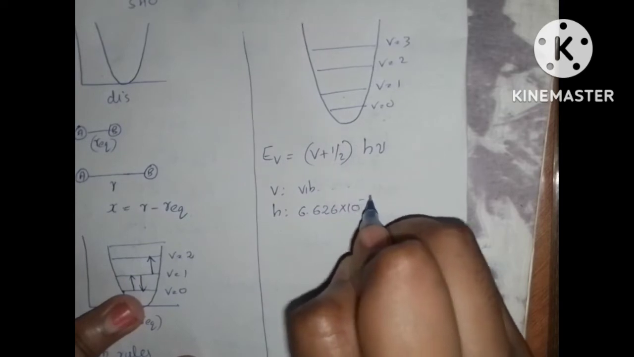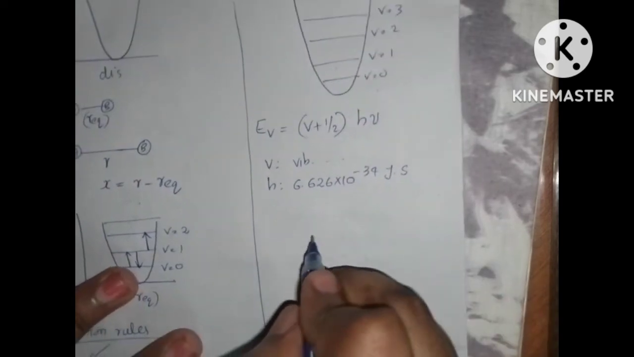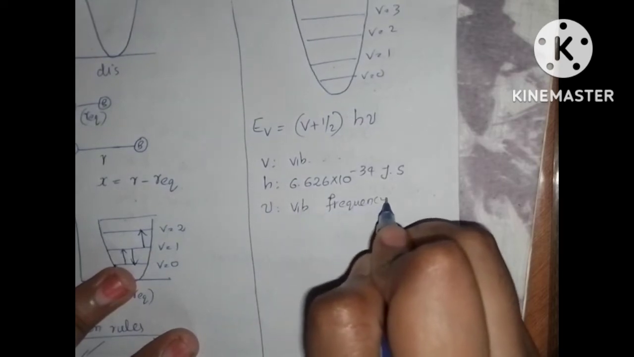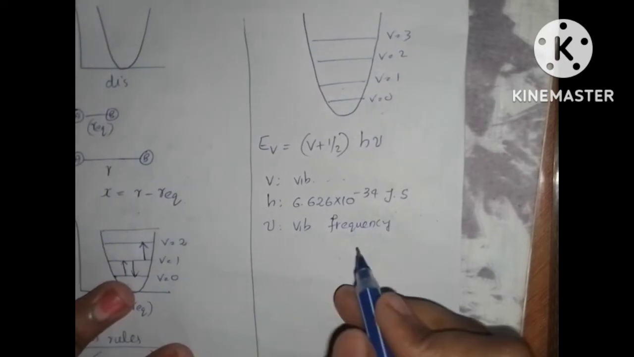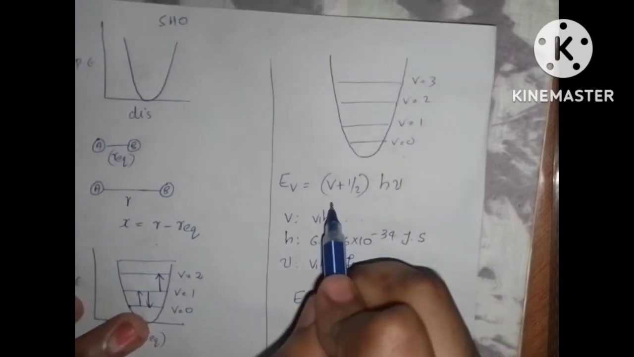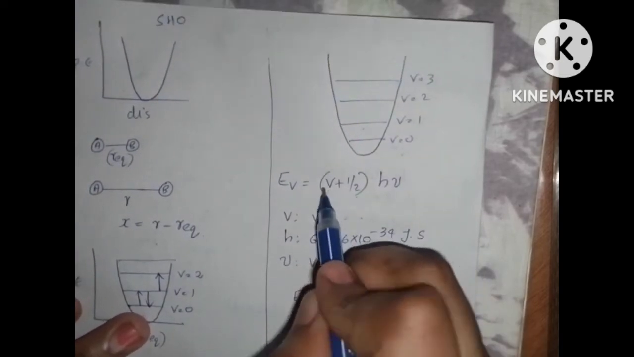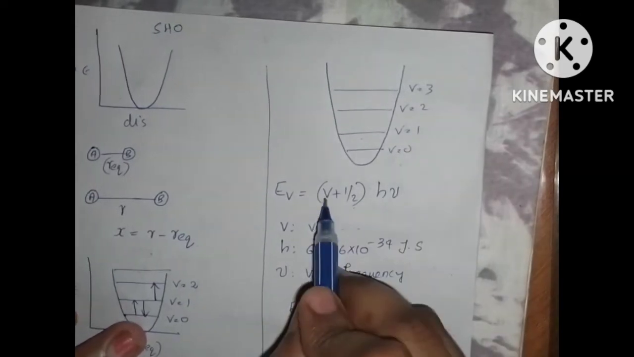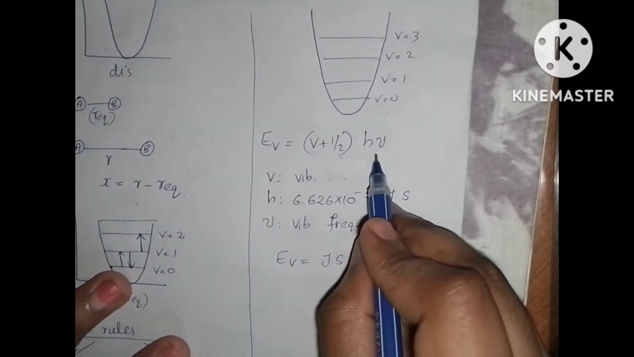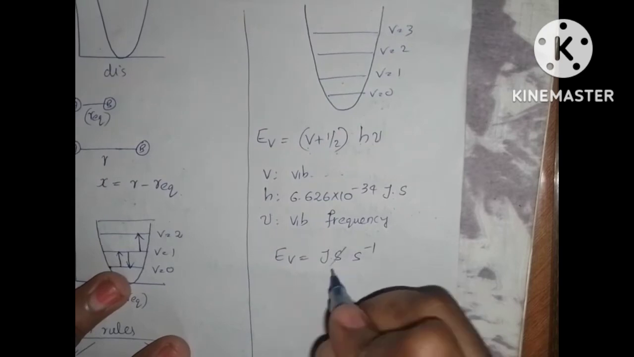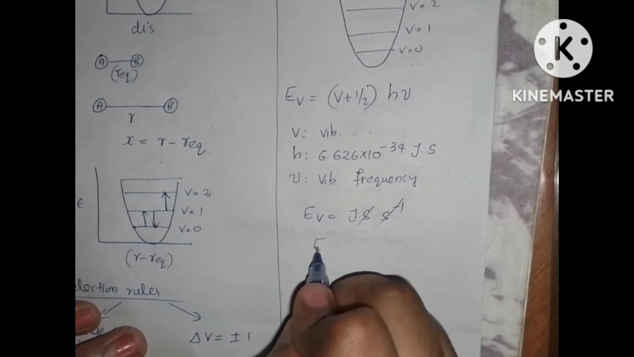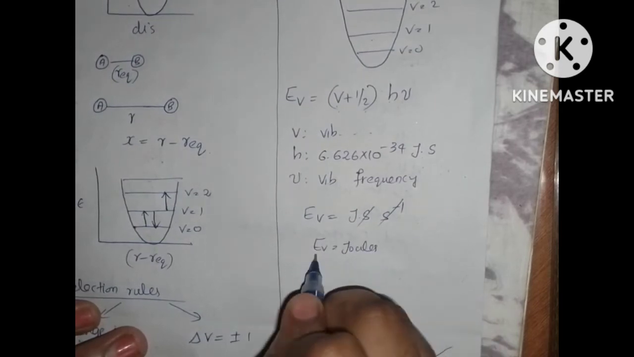Planck's constant is 6.626 into 10 raised to minus 34 joule second, and nu is the vibrational frequency, that means the frequency with which the molecule vibrates or stretches. How do we find the unit of EV? Check each factor of the equation. V is an integer, 0, 1, 2, 3, so it has no unit. For h the unit is joule second, and for frequency the unit is second inverse. So second and second inverse cancel out, and the energy of each level will be in joules. Joule is the general unit for energy.